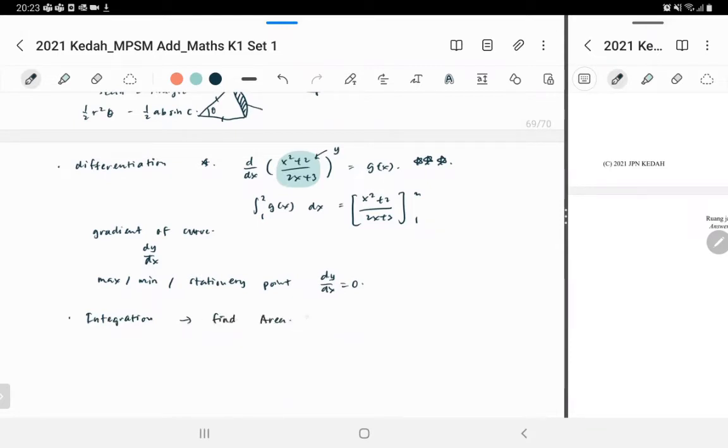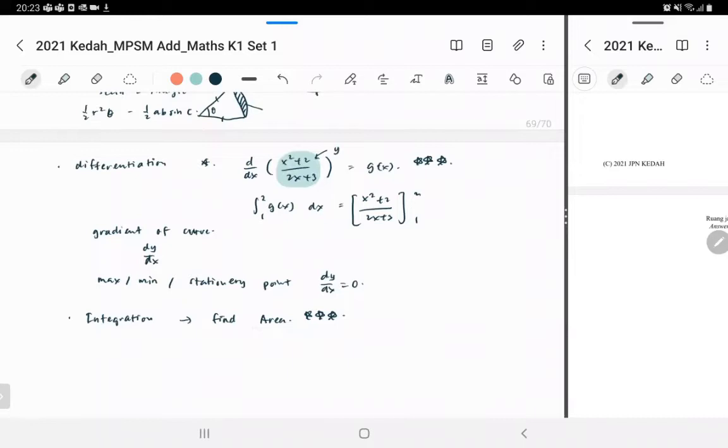I find it, this one, pay more attention also. I find it in that state paper, if it didn't come out in paper 1, it will come out in paper 2 for the finding area, this part. So make sure you know how to do, find the area. Okay, so I top up a bit.